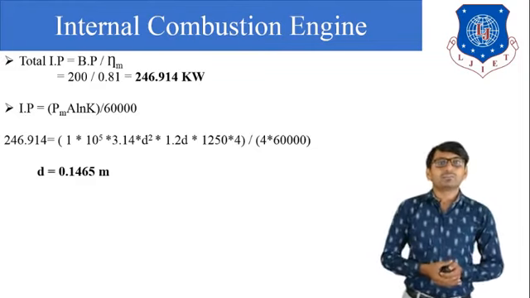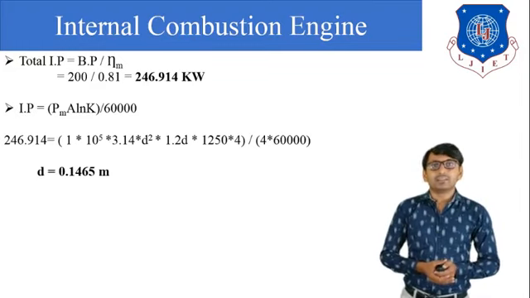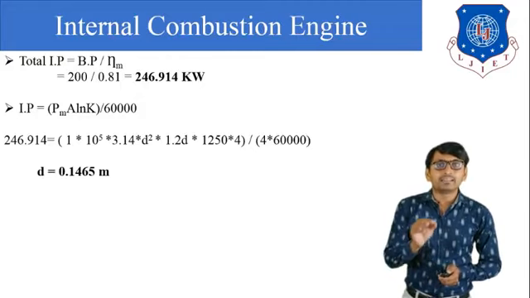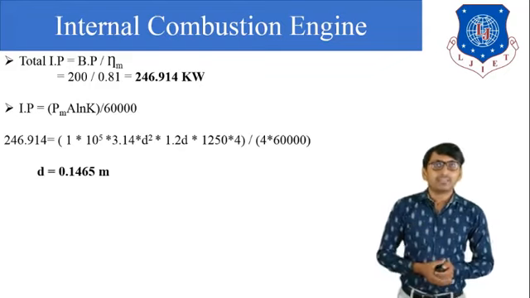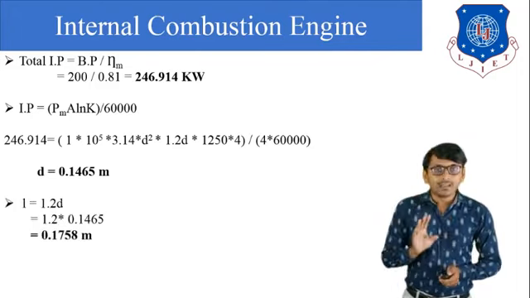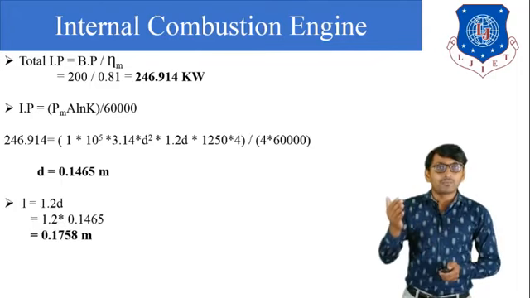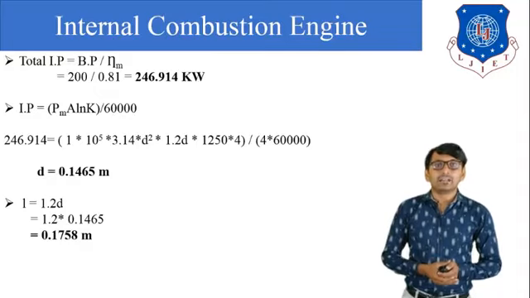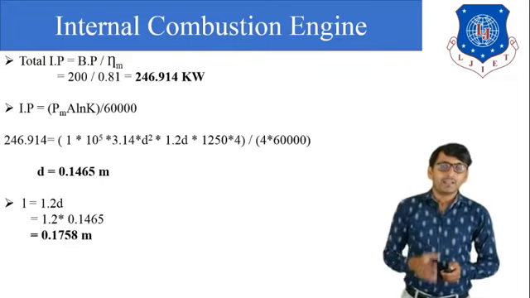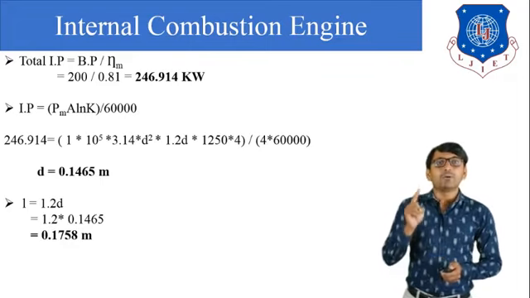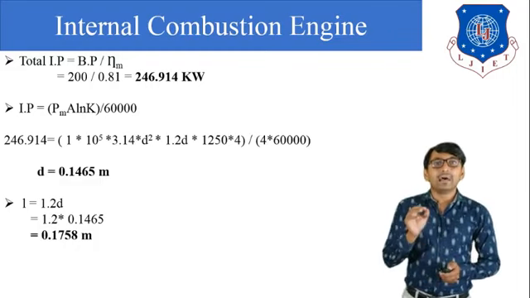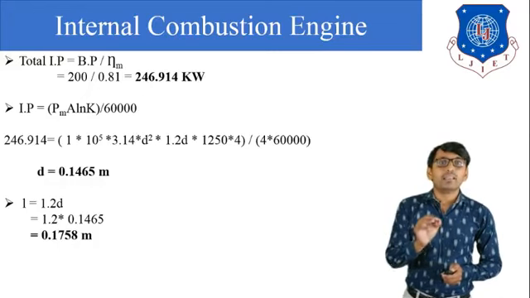So here we have to make diameter the subject. So after calculating this step, we get diameter is equal to 0.146 meter. So that is value of diameter, and then L is equal to 1.2d. So by putting value of diameter from above step, we get L is equal to 0.1758 meter. So in this example, that is example of multi-cylinder engine, we have to find out diameter and stroke length.